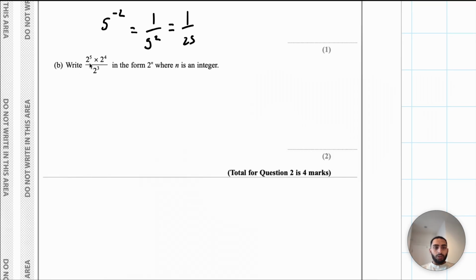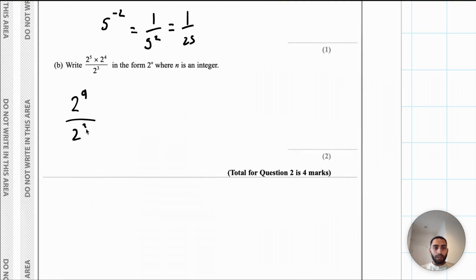Part B, write 2 to the power of 5 times 2 to the power of 4 divided by 2 to the power of 3 in the form 2 to the power of n where n is an integer. So all we're doing is we're simplifying this, so it should look like 2 to the power of something. Whenever you're multiplying and you have the same base, you just add the powers together and you just keep the base. So this would become 5 add 4. 5 add 4 is 9, so it becomes 2 to the power of 9.